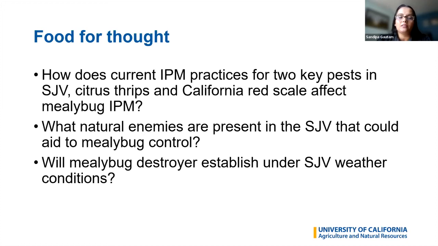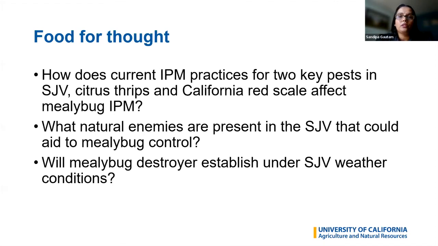Which brings me to my next question. We don't really know what natural enemies are present in the San Joaquin Valley and how that could aid in mealybug control. We are doing some sampling and trying to figure out what comes out of the samples that we find. We have a lot of sticky traps that we need to read, and it would be really interesting to see what kind of data we collect from that.